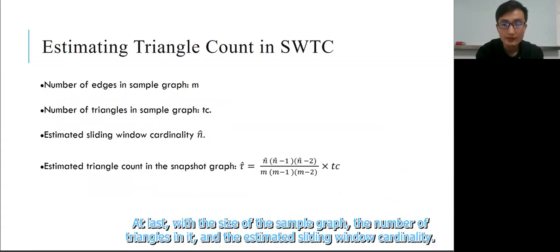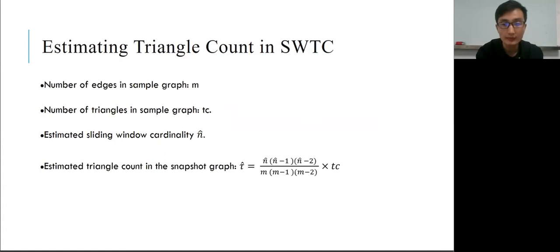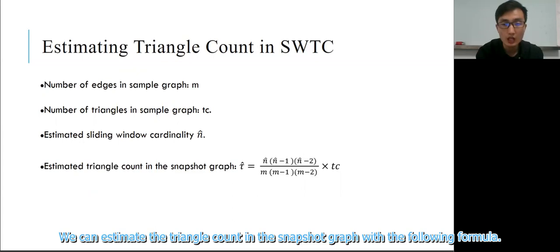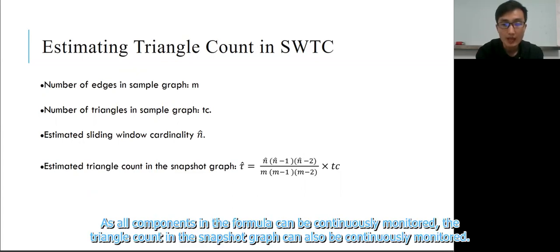At last, with the size of the sample graph, the number of triangles in it, and the estimated sliding window cardinality, we can estimate the triangle count in the snapshot graph with the following formula. As all components in the formula can be continuously monitored, the triangle count in the snapshot graph can also be continuously monitored.